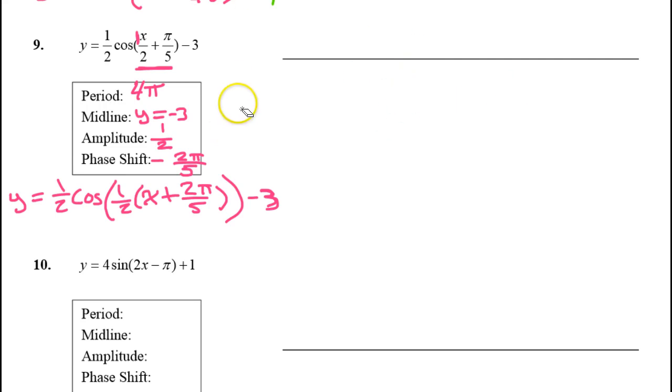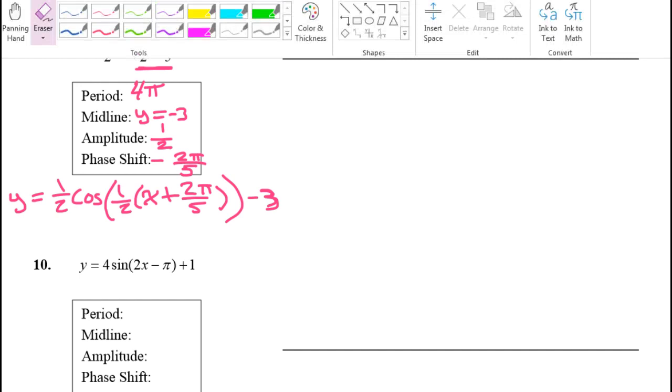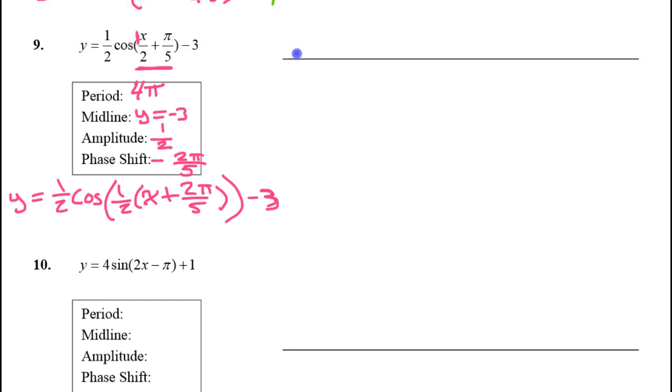And let's get the graph started. So your first mark should go at the phase shift. So my first mark will be -2 pi over 5. And then I'm going to need 4 additional marks. 1, 2, 3, 4. Because I made 4 marks, each jump is a quarter of the period.